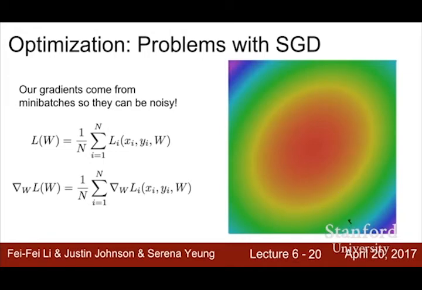So in practice, remember that we often estimate the loss and estimate the gradient using a small mini batch of examples. What this means is that we're not actually getting the true information about the gradient at every time step. Instead, we're just getting some noisy estimate of the gradient at our current point.